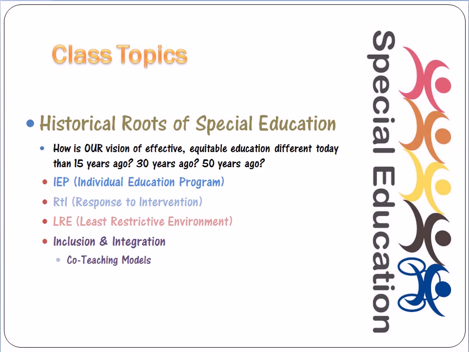This week we're going to talk about the historical roots of special education. We're going to look at the IEP, RTI, least restrictive environment, inclusion and integration, and from that we're going to talk about co-teaching. The very first thing that I would like you to do, you can even put the video on pause, is reflect for a moment: how is our vision of effective, equitable education different today than 15 years ago? 30 years ago? What about 50 years ago? So think about this for a moment. You might even want to ask a spouse or a colleague or somebody else and see what their answer is, and see if it's the same as yours or if it's different.